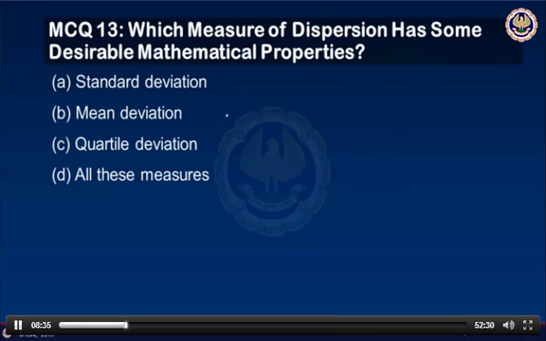MCQ 13. Which measure of dispersion has some desirable mathematical properties? A. Standard deviation, B. Mean deviation, C. Quartile deviation, D. All these measures. Already we have discussed this in an earlier slide also. The standard deviation measure of dispersion has some desirable mathematical properties. So option A is the correct one.